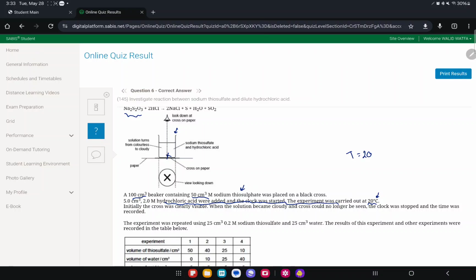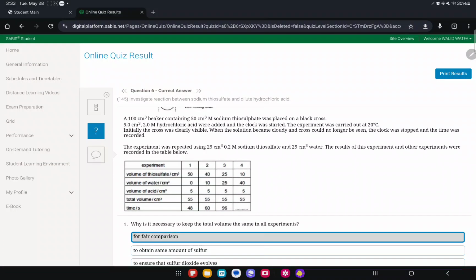The experiment was repeated. They repeated it again using 25 cm3 of 0.2 sodium thiosulfate, and they added 25 cm3 water. The results of this experiment and other experiments were recorded in the table down below. Here's the experiment. After a certain time, and so on. They're not really asking for anything, but they're just showing the experiments.